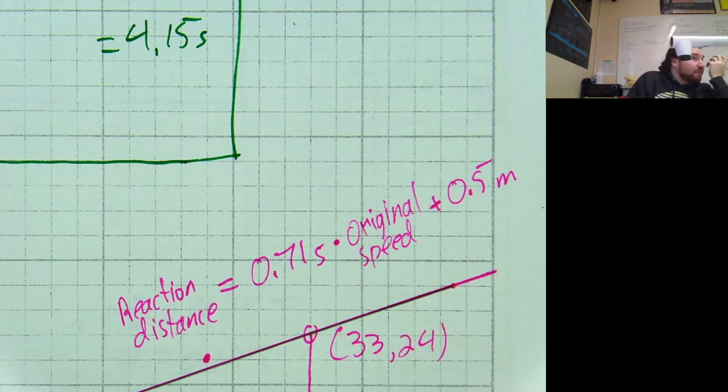I thought that was reasonable. Angelina, what did you get for your y-intercept? Just barely negative? Okay.